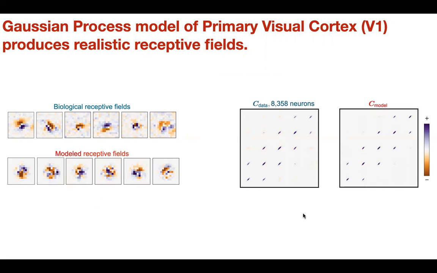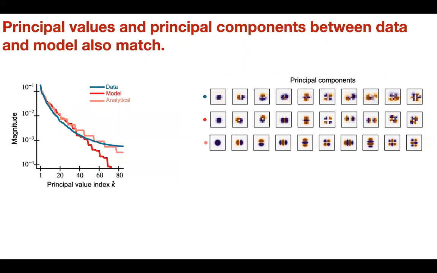And then on the right, I'm showing you the covariance functions that I get from these receptive fields. So here is the one we get from the data. This is the covariance function from 8,000 neurons recorded from mice. And then here is the corresponding covariance function from the model. And they look very similar. Moreover, the principal values and the principal components between the data and model also match. And these are the PCs and PVs of the covariance matrices we saw earlier.